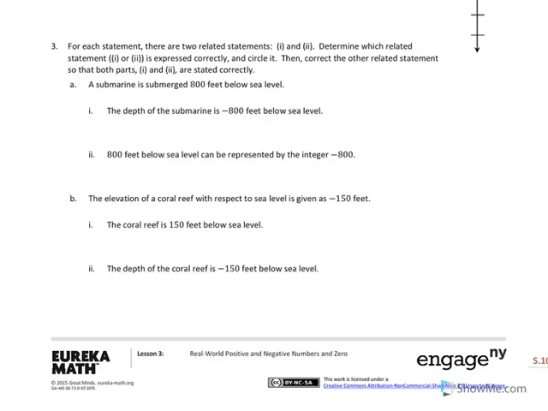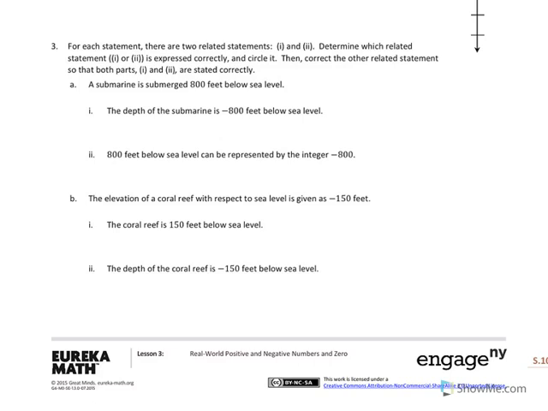Number 3 says, for each statement, there are 2 related statements, I and double I. That's this and this. Determine which related statement is expressed correctly and then circle it. Then correct the other related statement so that both parts I and II are stated correctly.